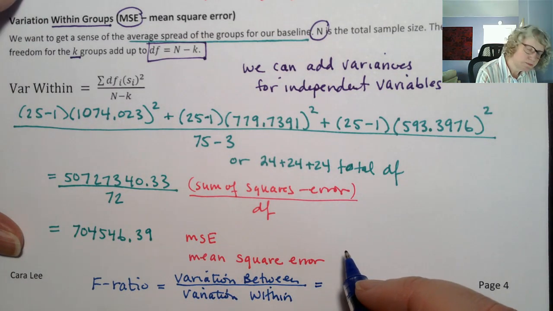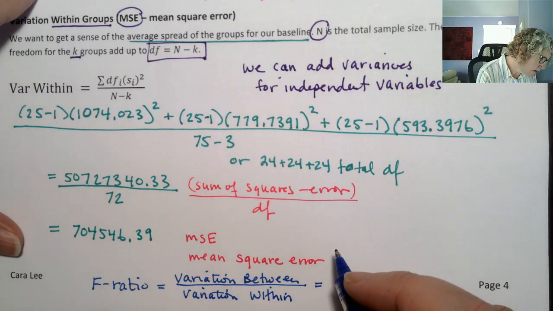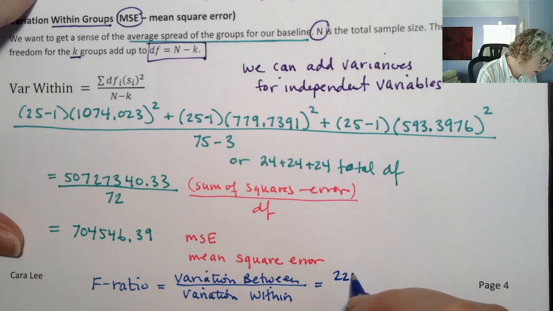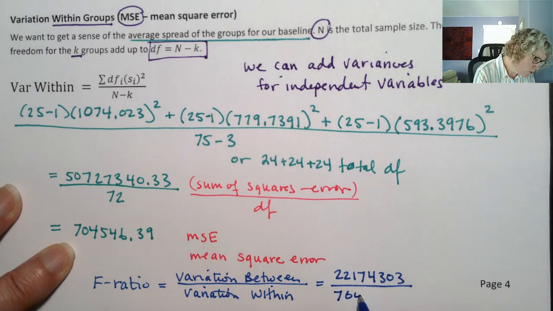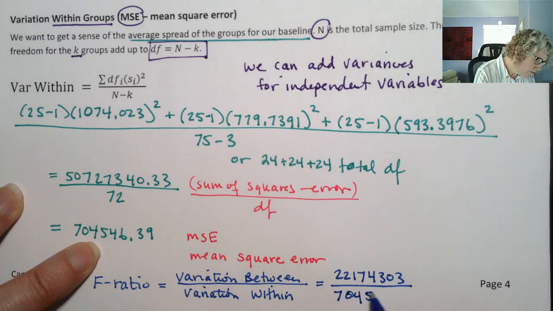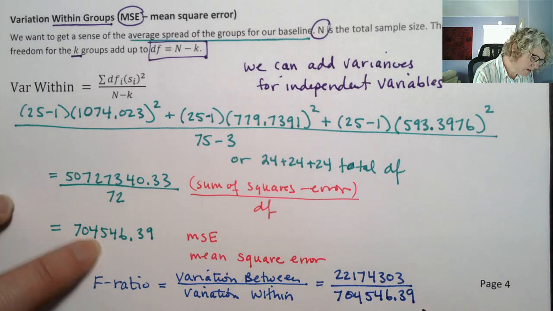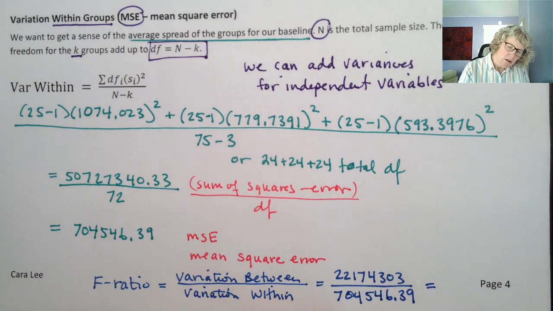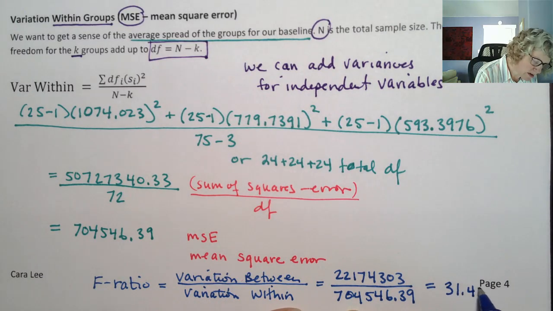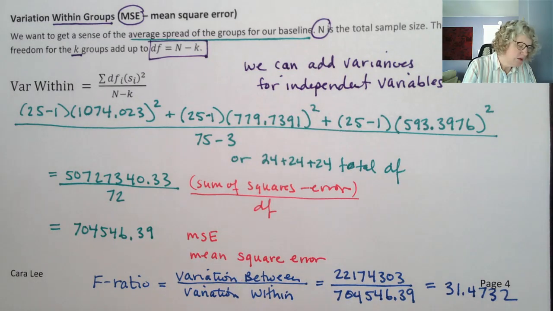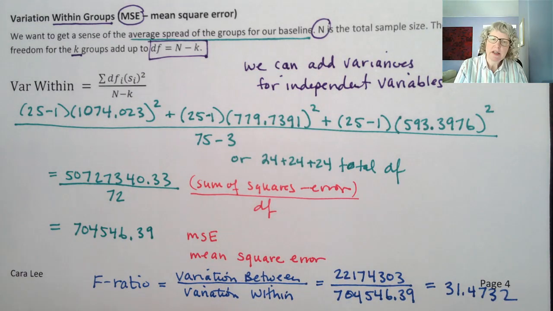So for the MSG, or the numerator number, we got 22174303. For the denominator, we got 704,546.39. And it looks like I got 0.33 the last time I did it, so the next video might be slightly off. But when we divide the two, we get 31.4732. Okay, and I think I repeat this part in the next video because I forgot to do that in my original one.